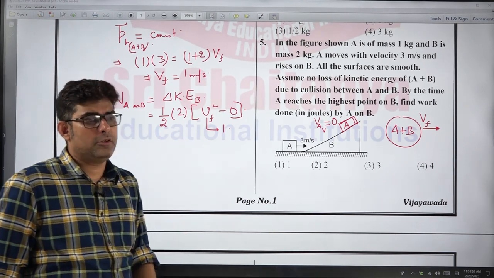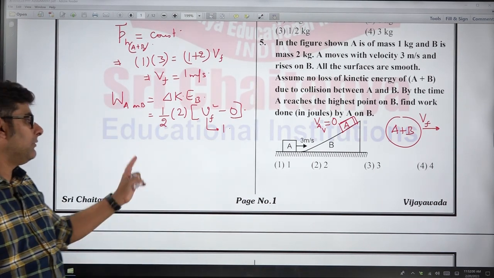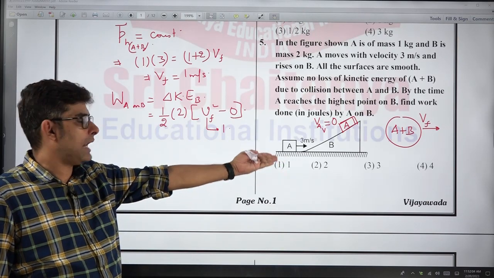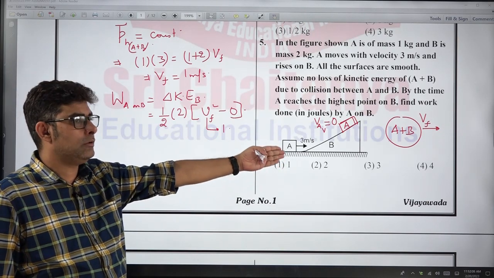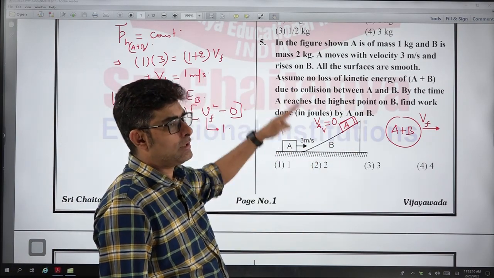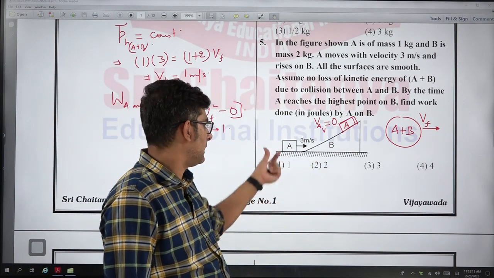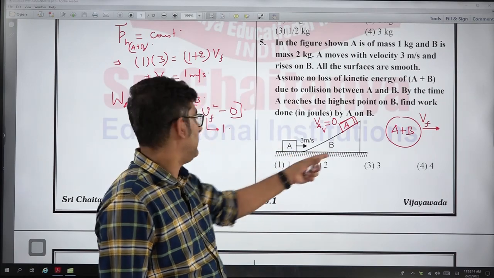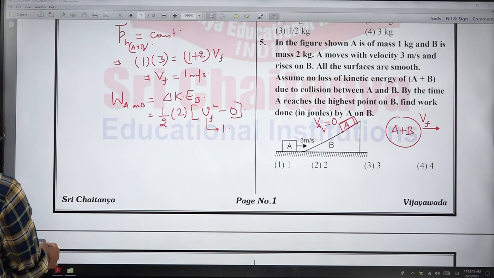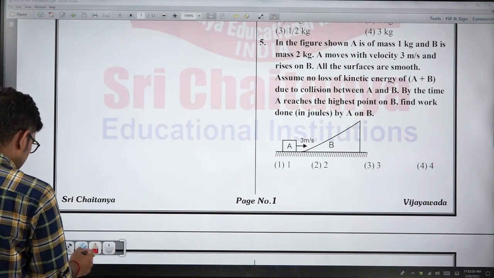Hope all of you got the solution of this question. So only work done on B is by A, because other than that gravity or normal reaction they will do zero work on B, because B is moving horizontally and all other forces are vertical, so they won't do any work. Only work is done by A on B, so that is equals to change in kinetic energy of B, right? Let's move on to the next question.